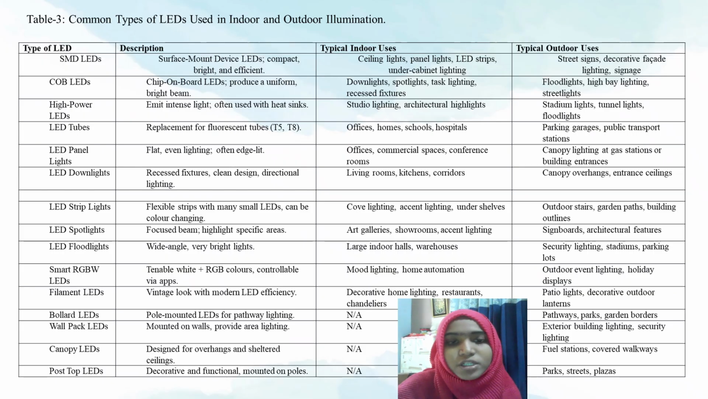Finally, let's talk about the technology that makes efficient and effective lighting possible in modern power plants: LED lighting. This slide showcases the diverse types of LEDs available for both indoor and outdoor illumination. The use of modern LED technology like the 32-watt LED bulb we used in our calculation significantly contributes to the overall efficiency and sustainability of a 1320 megawatt power plant, reducing both energy consumption and maintenance needs.